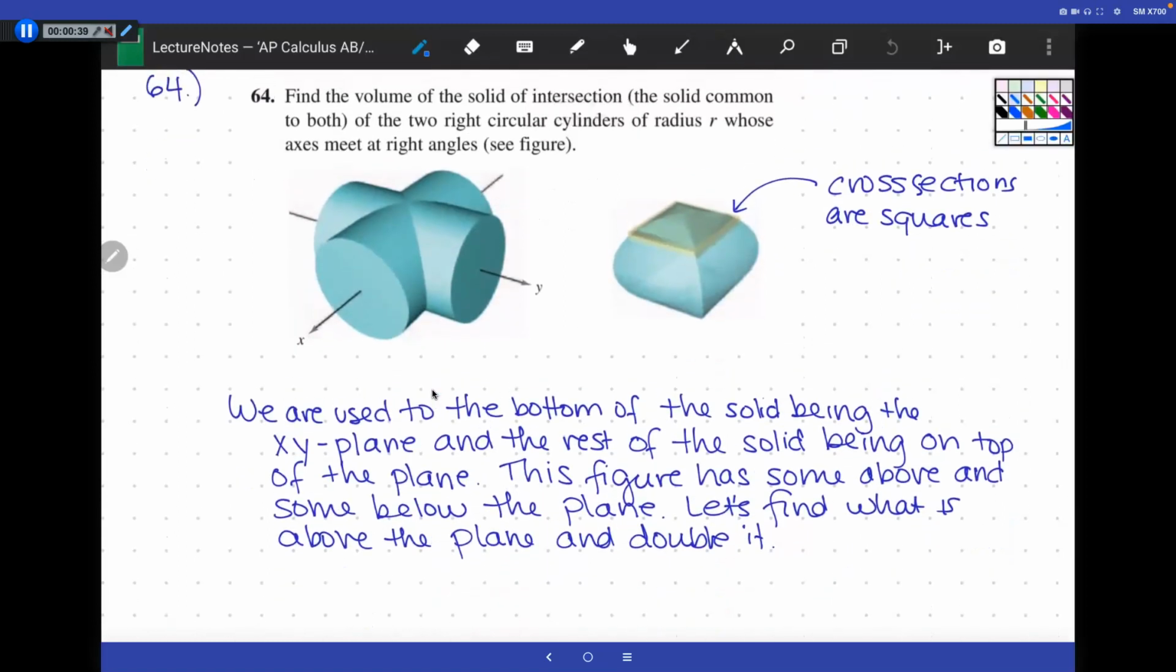So we got the cross sections or squares. We got all of that. And so what do we got here? So we're used to the bottom being the XY plane and the rest of the solid being on the top, but this figure has some above and some below the plane. Let's find what's above the plane and double it.